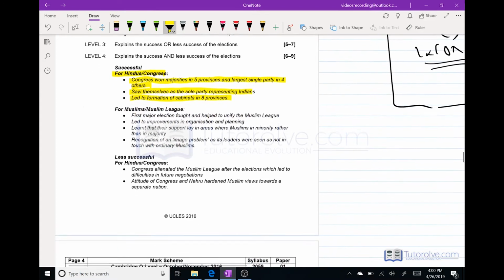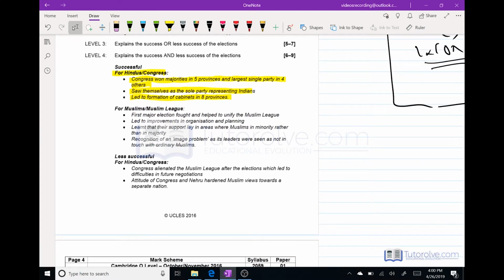Now, for Muslims and Muslim League, this was the first major election they had fought, and it basically helped unify the Muslim League. It led to improvements in the organization and planning. They learned that their support lay in the area where Muslims are in minority rather than majority, because where the Muslims were in minority, they had to seem as if they cared about their rights more, because Muslim majority areas rarely thought of Muslim League as an important party to begin with.